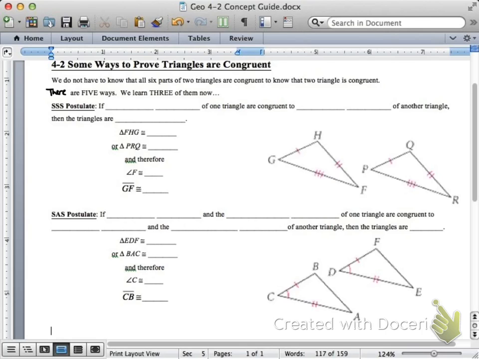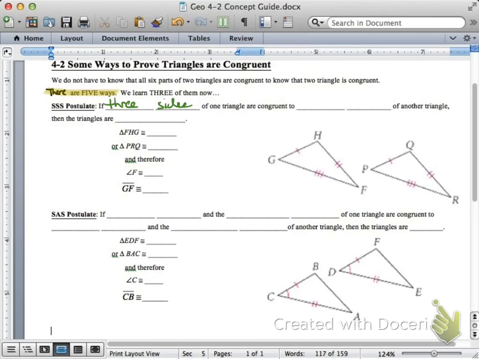We will persevere. So what we've learned in section 1 is that polygons or triangles are congruent if all the parts, all the sides, all the angles are congruent. Well, there are other ways. There are actually 5 ways. We're going to learn 3 of them here in this section. We'll learn the other 2 next time.